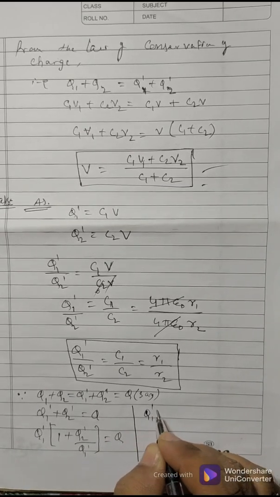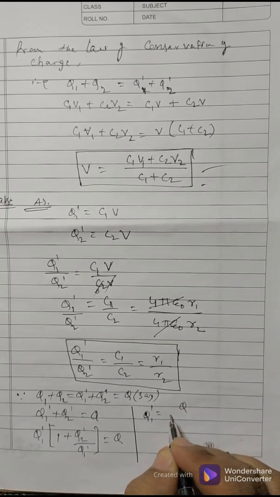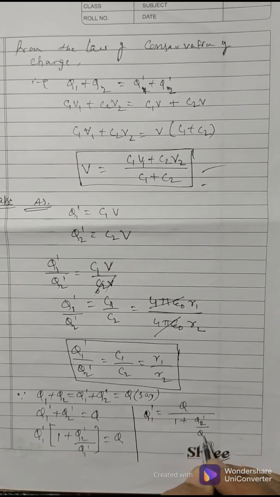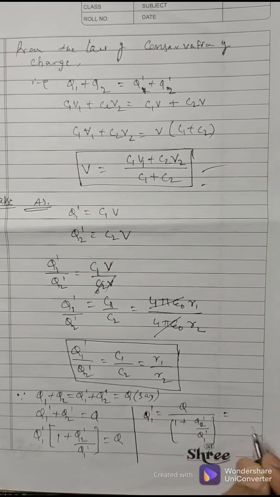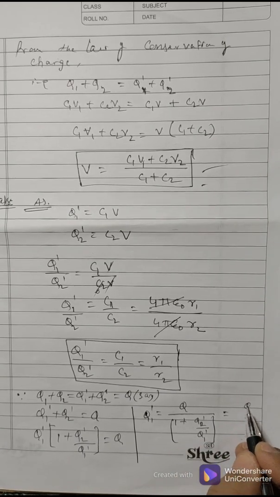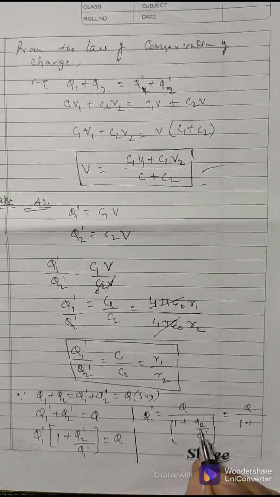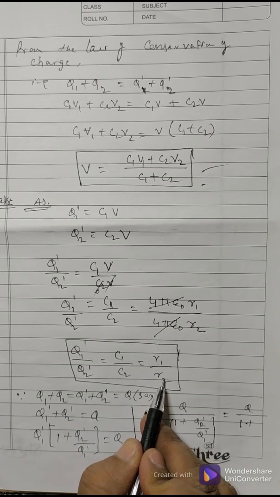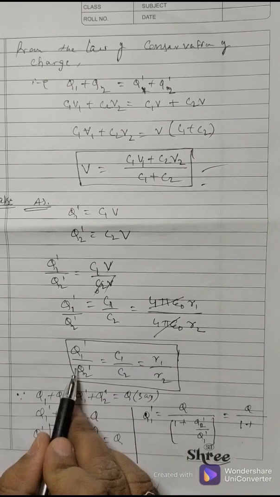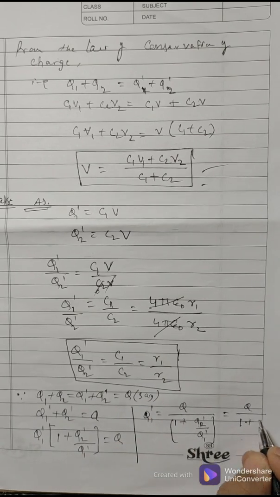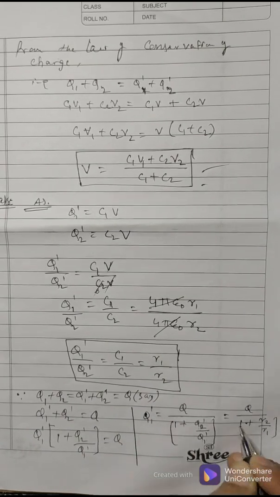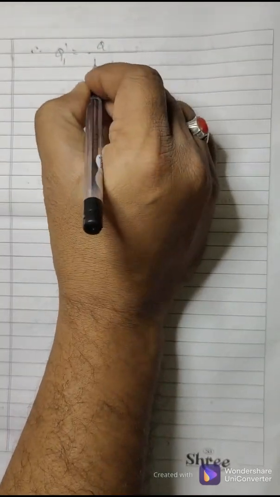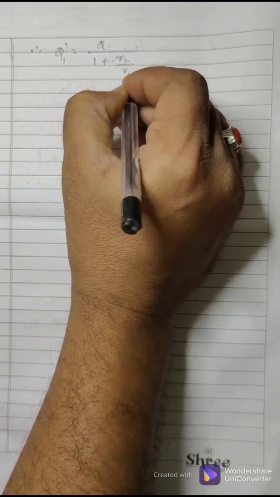From this Q1' equals, we can write Q whole divided by 1 plus Q2' by Q1'. See here Q1' by Q2' is nothing but R1 by R2. So Q2' by Q1' is the reverse of this, that is R2 by R1. Therefore finally we will get Q1' equals Q divided by 1 plus R2 by R1.